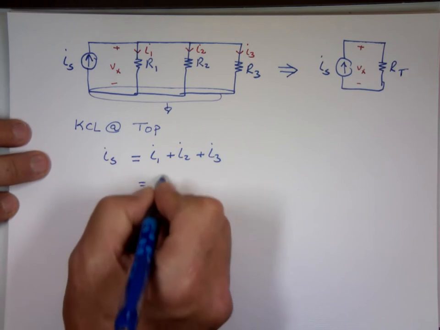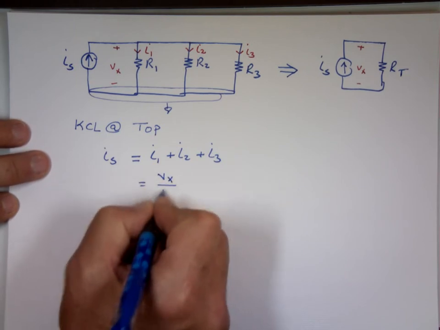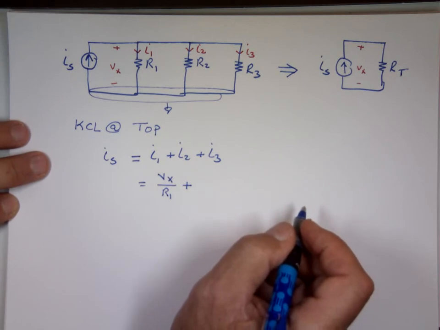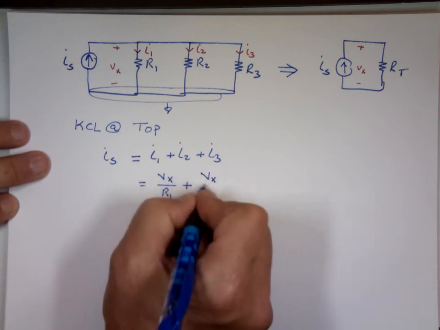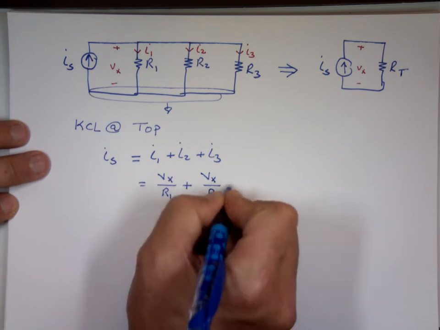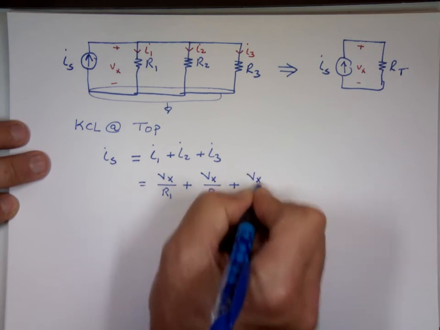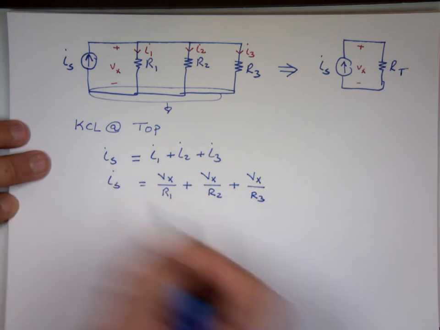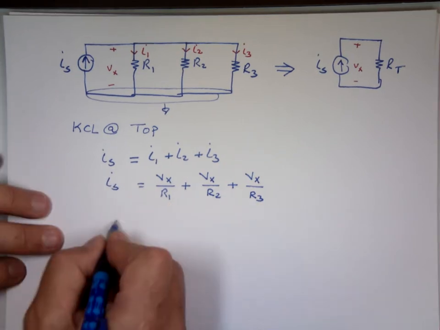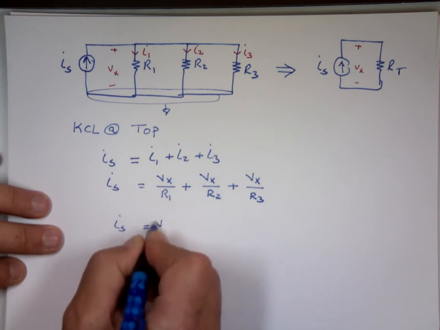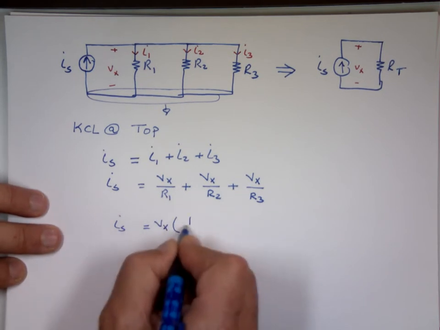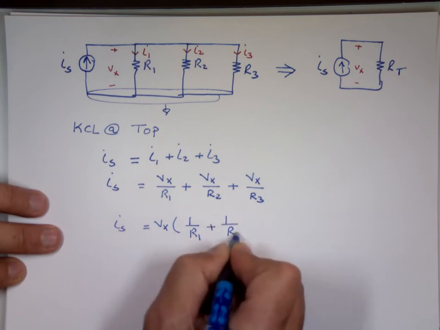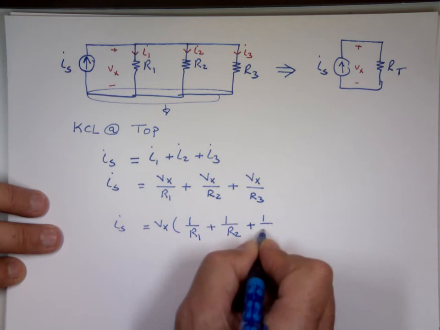Very good. And what's I sub 2? Vx over R2. And I sub 3, Vx over R sub 3. You can factor the Vx out. What do we have? 1 over R1 plus 1 over R2 plus 1 over R sub 3.